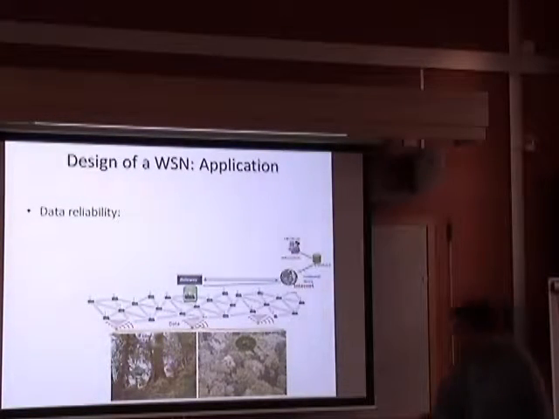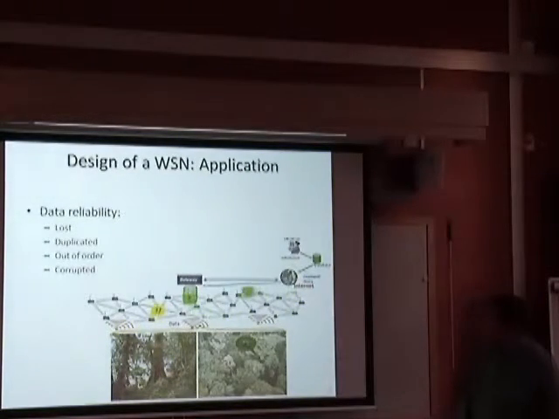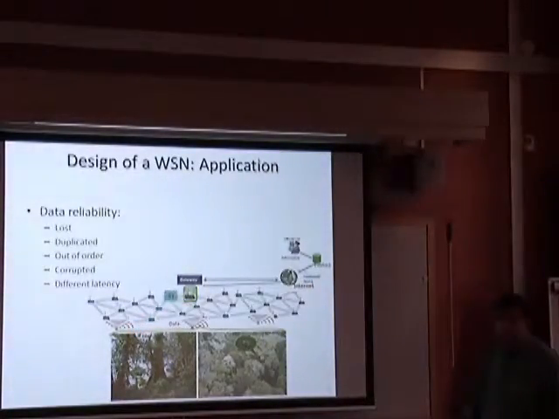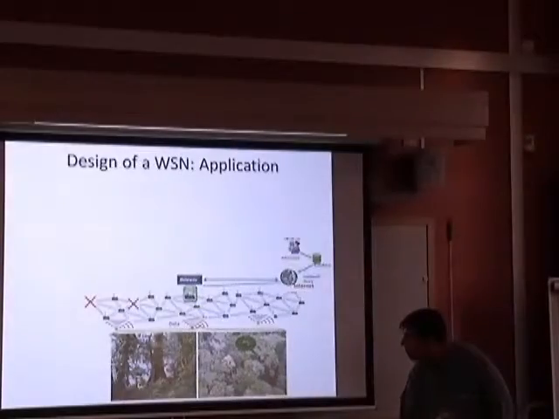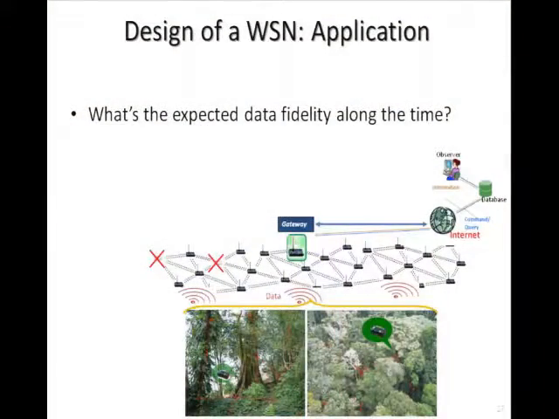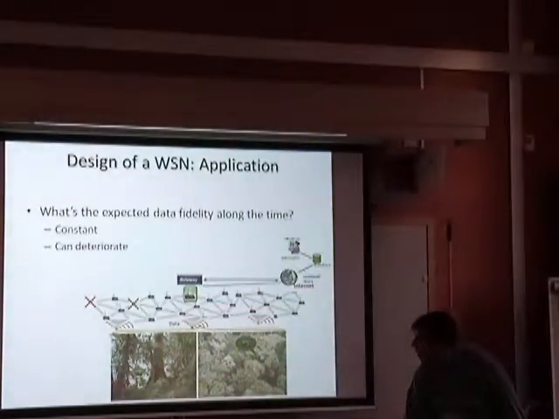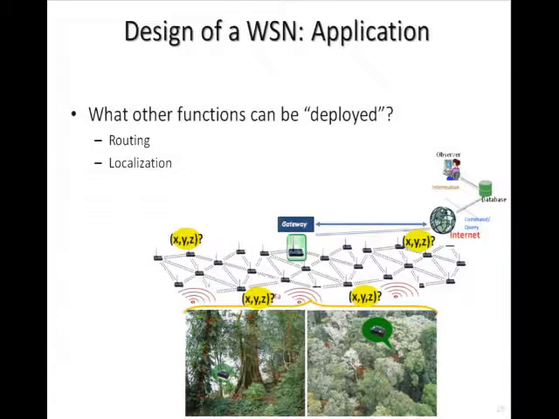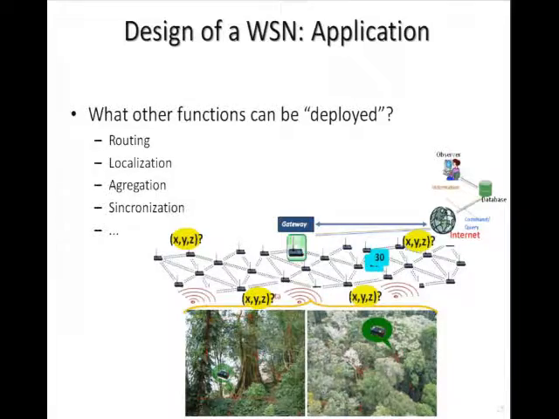So how about the data reliability? Data can be lost. Data can be duplicated. Data can arrive out of order or corrupted. They can have different latency. So how do you deal with this aspect of data? What's the expected data fidelity along the time? It can be constant, it can deteriorate. So what other functions can be deployed along your solution? Routing, localization, aggregation, synchronization.